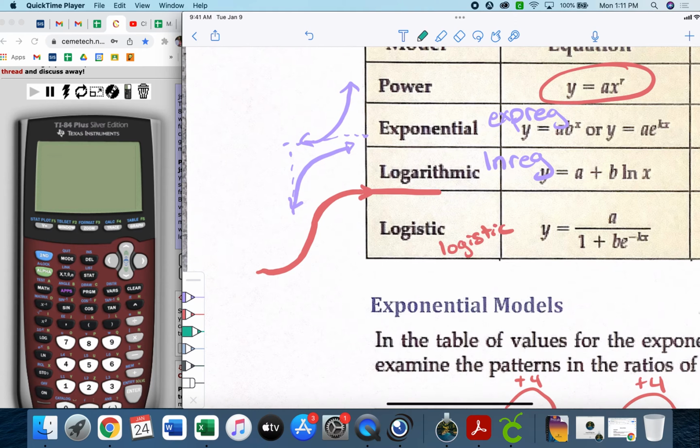Main thing, because you're going to have to do this on your homework assignment, is that in a logistic, it levels off. In an exponential, it continues going.